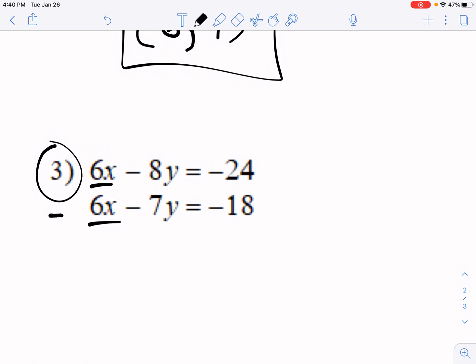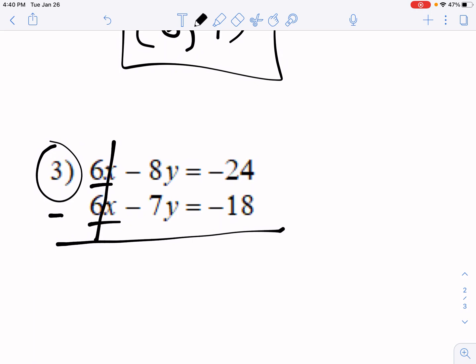If that's the case, then we'd have 6x minus 6x, and that would cancel them out. That would eliminate them, okay? So if you have two positives or two negatives of the same coefficient, you can subtract them. So instead of adding these, let's subtract these. 6x minus 6x, now that goes away and we don't have to worry about it, okay?